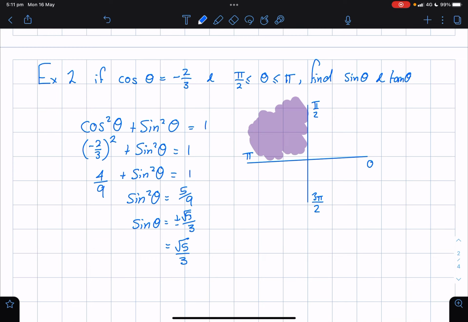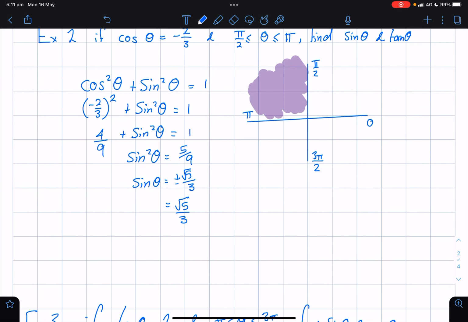So that's sine theta. Now we need to find tan theta. Tan theta, remember, is sine theta on cos theta, which is equal to root 5 on 3 divided by our cosine, negative 2 on 3. The 3's are going to cancel out and we're left with negative root 5 over 2. And there we go. We've got our sine theta, our tan theta, and our cosine theta between pi on 2 and pi.